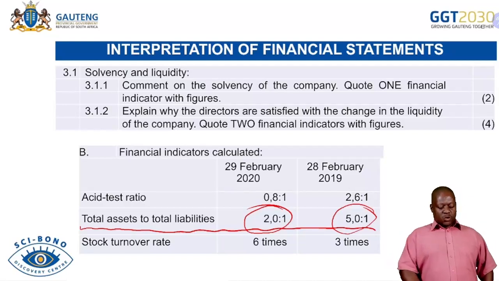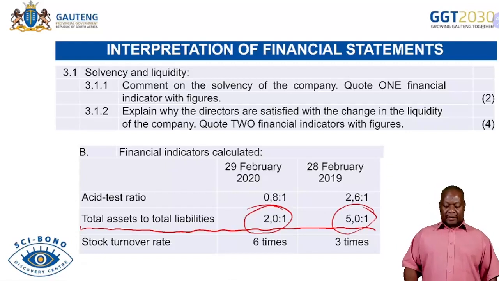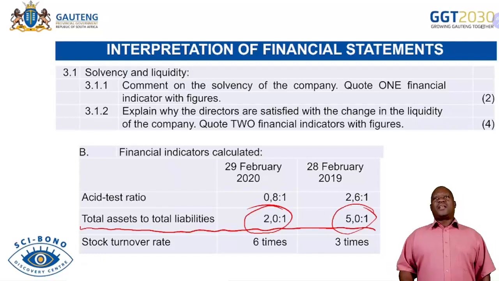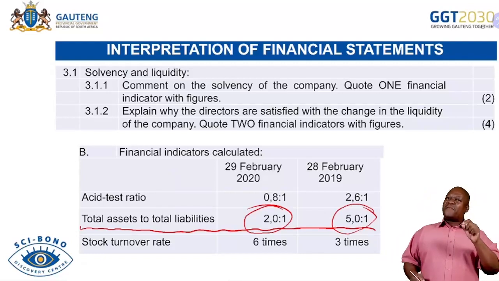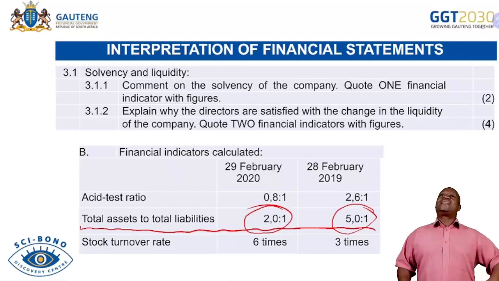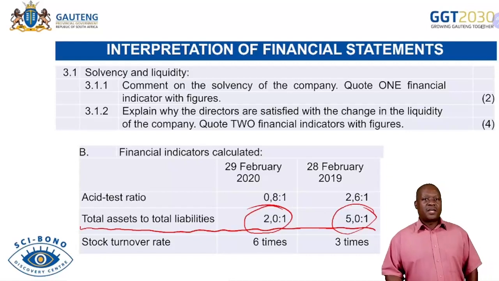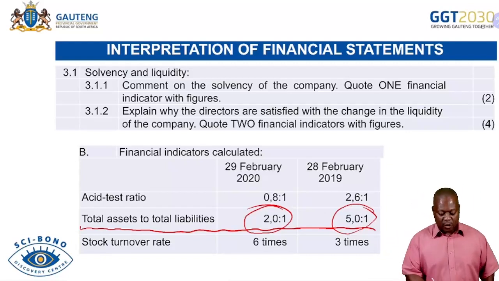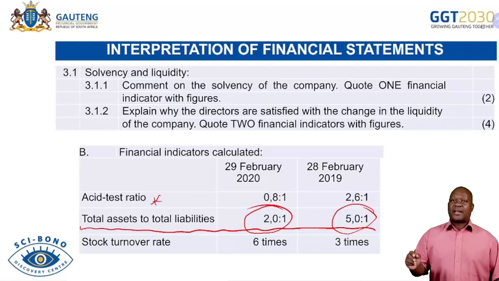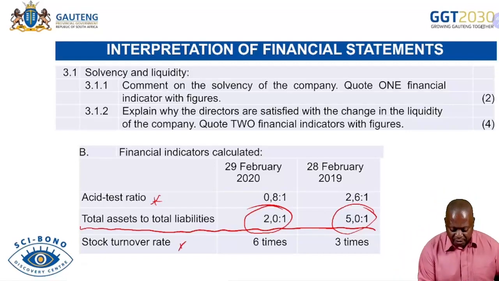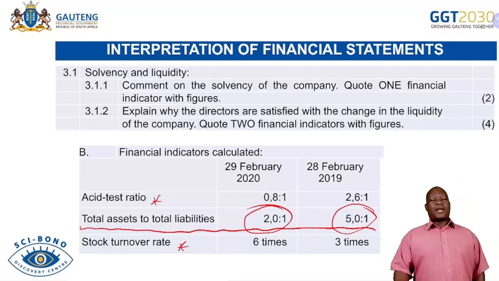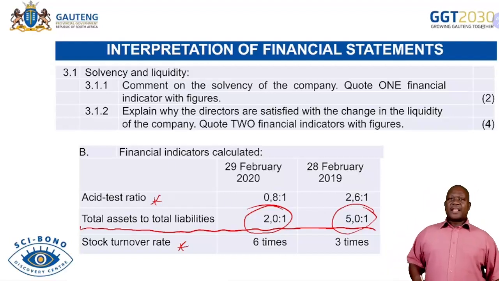And then let's look into 3.1.2. It says, explain why the directors are satisfied with the change in the liquidity of the company. Quote 2 financial indicators with figures. So for the first part of the question, though it's not saying it, they are asking you to identify 2 liquidity indicators. Please take note, there is the acid test ratio as a liquidity indicator, and the rate of stock turnover as a liquidity indicator. Let's check.